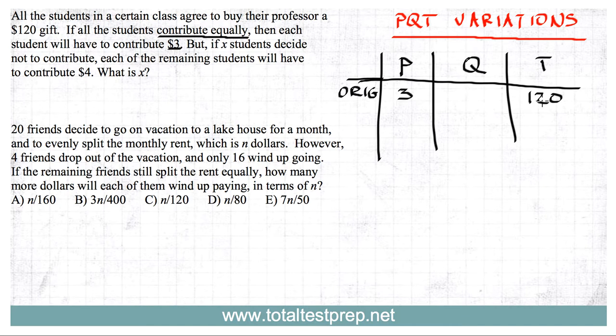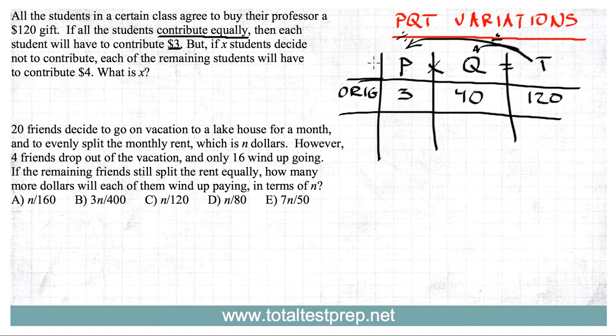So that's 3. And we can then use the table to figure out how many students there are. If there's $120 total that needs to be collected to pay for the gift, and everybody's chipping in $3, 120 divided by 3 is 40. So remember, on this table, we know that price times quantity equals total, but you can also read it in this direction, where if you divide the total by the quantity, you get the price. Or sometimes you can divide the total by the price to get the quantity.